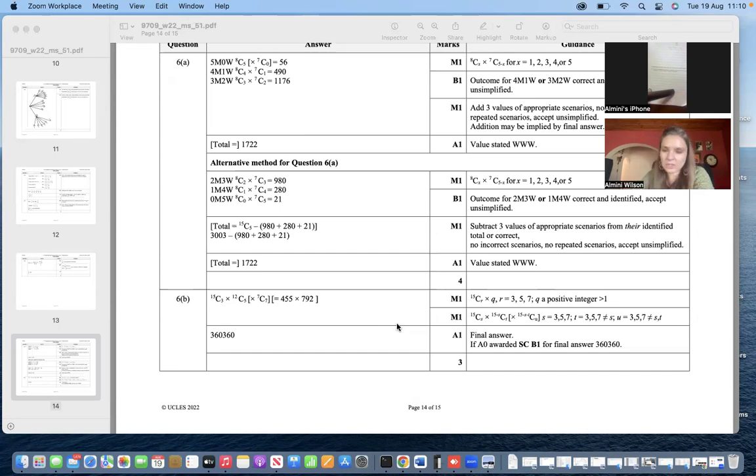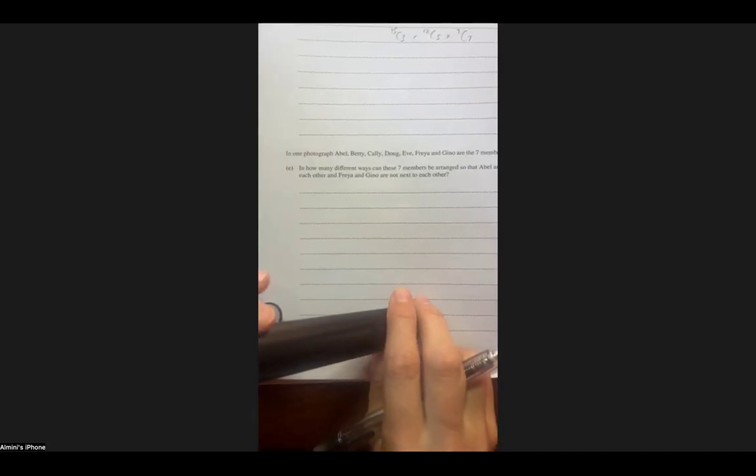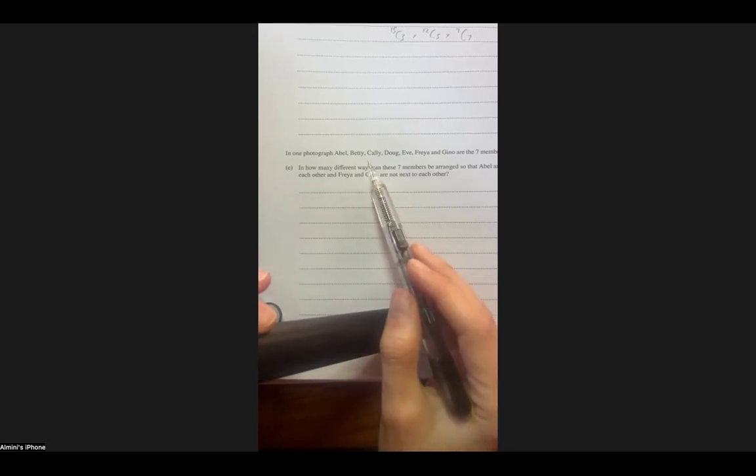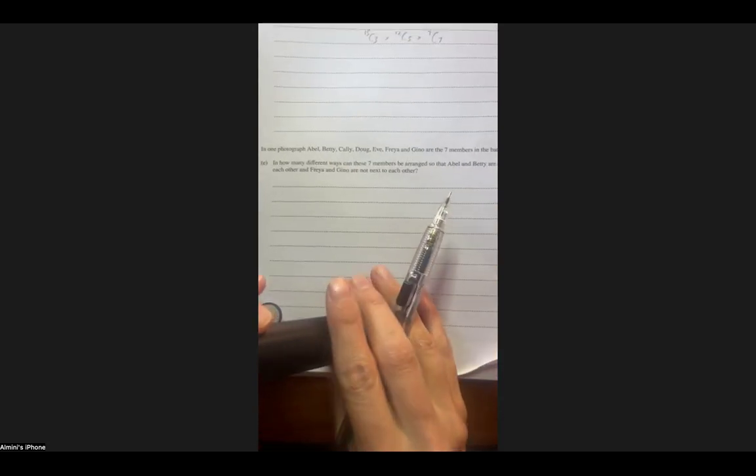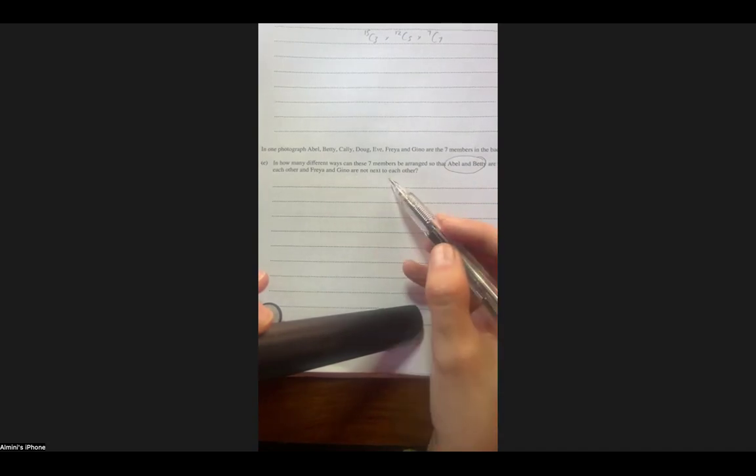Okay, that was question 6B. Now question 6C. In one photograph, Abel, Betty, Callie, Doug, Eve, Freya and Gino are the seven members in the back row. In how many different ways can the seven members be arranged so that Abel and Betty are next to each other and Freya and Gino are not next to each other?